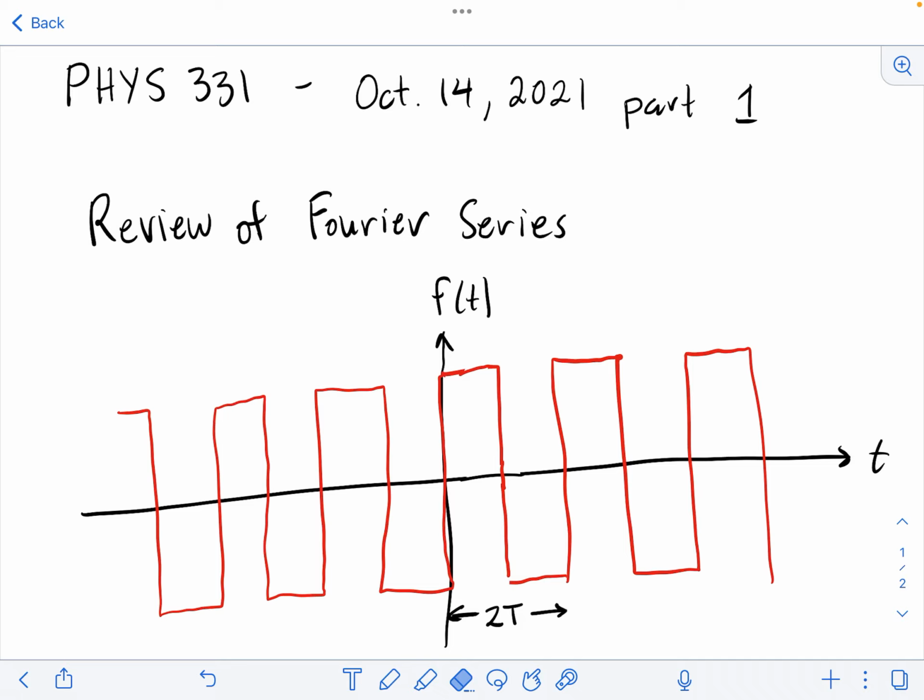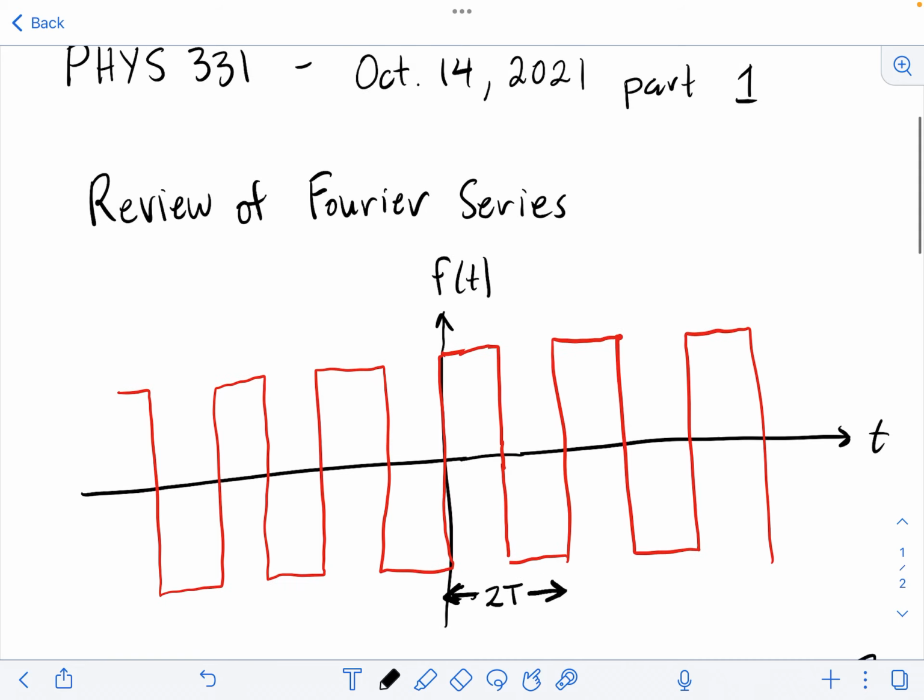Okay, and so here I've drawn just a simple periodic function. It's a square wave, and it repeats over and over, and the period of this function is 2 times capital T, and so that's indicated here. So every 2 times capital T in time, this function repeats.